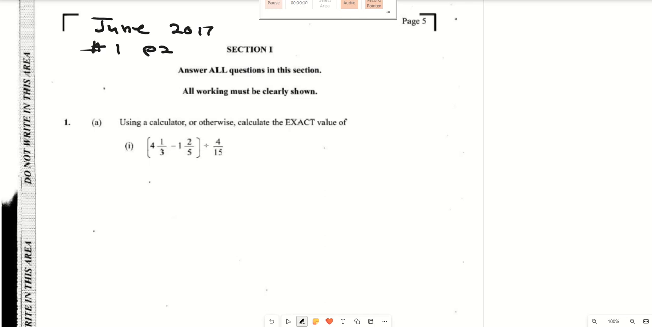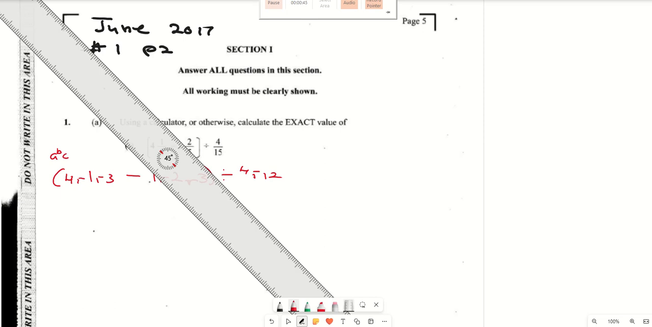Let's read the first question. Using a calculator, calculate the exact value of this expression. Because they told you to use a calculator, you can just put this in your calculator. Open brackets. Now you're looking for the a b/c button on your calculator. This means over. So you're going to put 4 over 1 over 3, subtract 1 over 2 over 5, close bracket, all divided by 4 over 15.